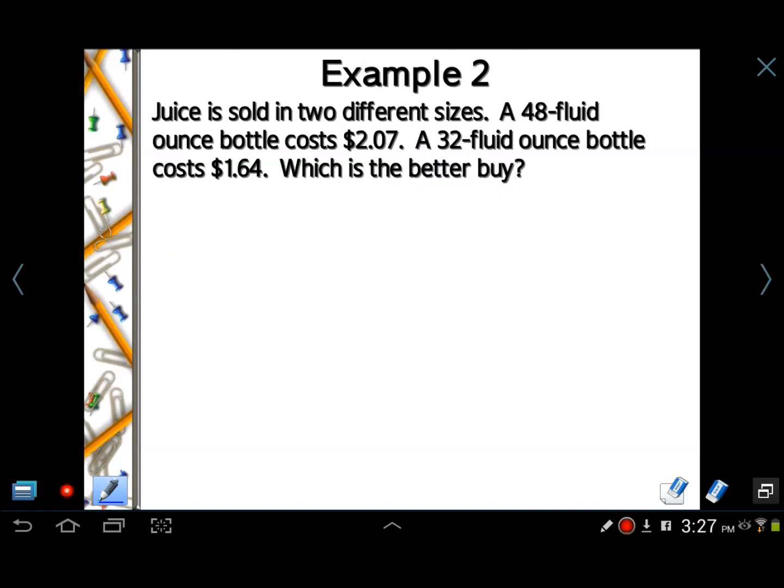Juice is sold in two different sizes, 48 ounces and 32 ounces. The 48 ounce container costs $2.07. The 32 ounce container costs $1.64. So we want to know which one's a better buy.